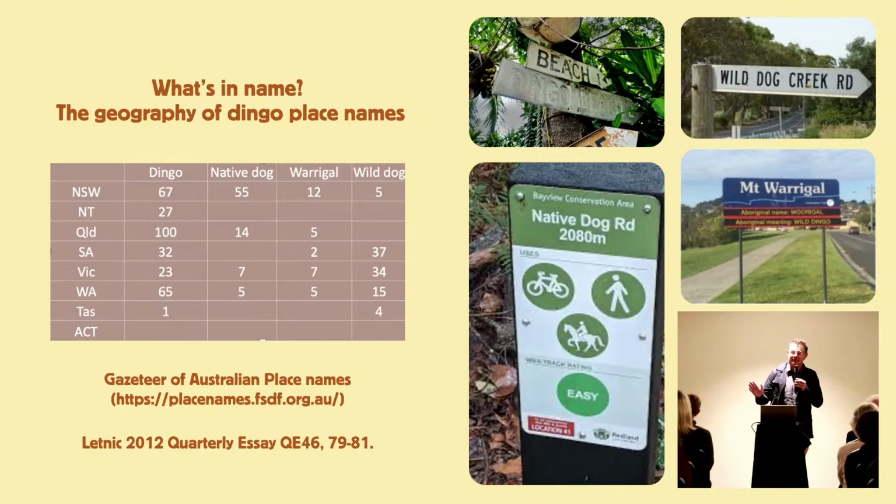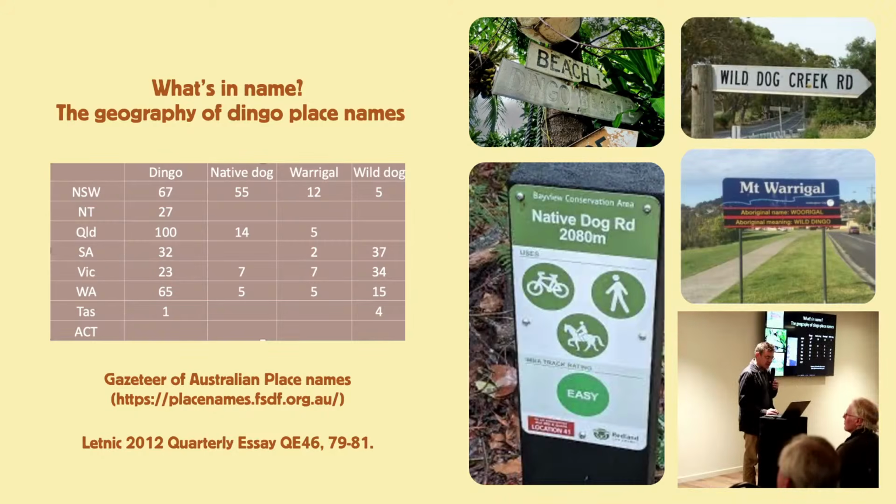There's not a single place in the ACT called dingo this or native dog that or warrigal that or wild dog that. So I don't know what that means. There's a dingo named place in Tasmania where there was never any dingoes. So you can see this is very reliable information.